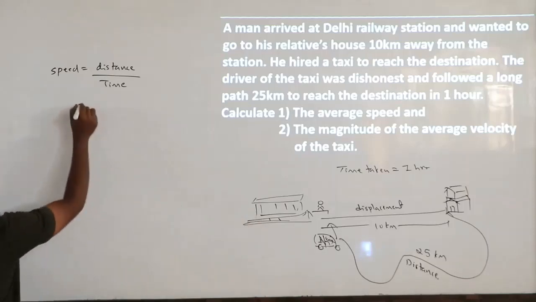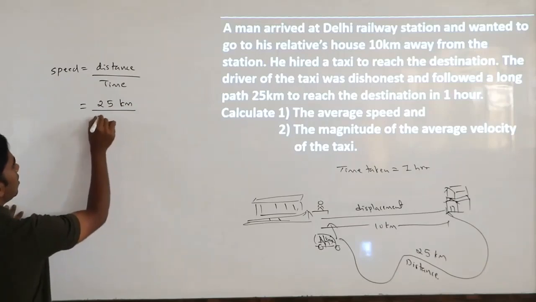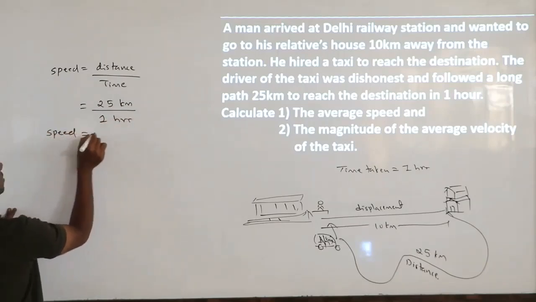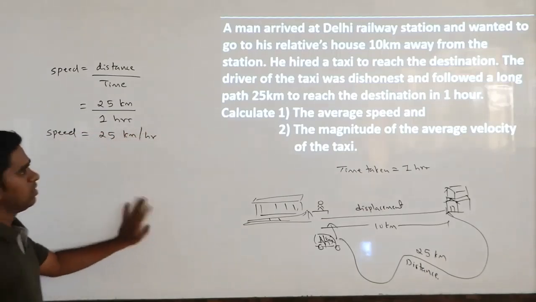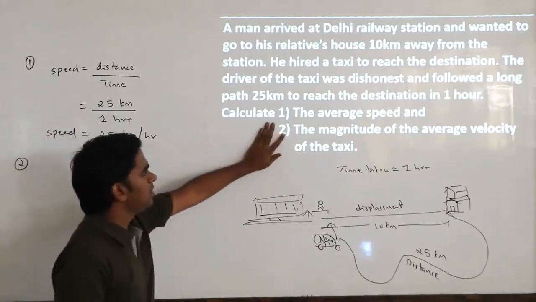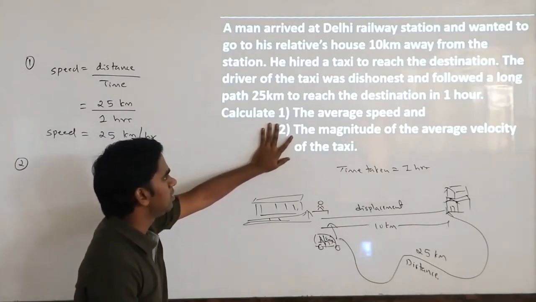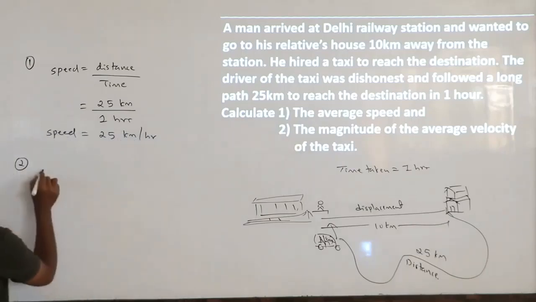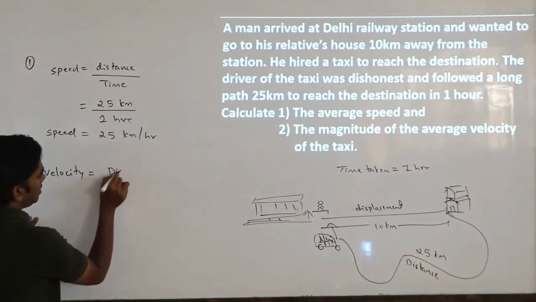So distance is 25 kilometers. Time taken is 1 hour. So the average speed is 25 kilometers per hour. This is the first question, a simple one. The second is the magnitude of average velocity of the taxi. First one was average speed, now it is average velocity. Average velocity is displacement divided by time.